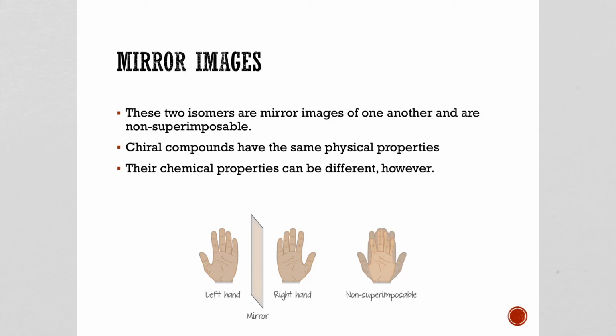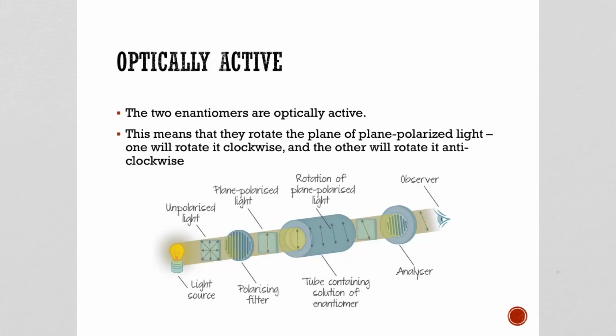So chiral compounds do have the same physical properties, but their chemical properties can be different. That can be a problem sometimes. Those 2 enantiomers are said to be optically active, which means that if you pass plane polarized light through a tube that contains some of the enantiomer, one of the enantiomers will rotate that plane polarized light clockwise, and the other one will rotate it anti-clockwise.